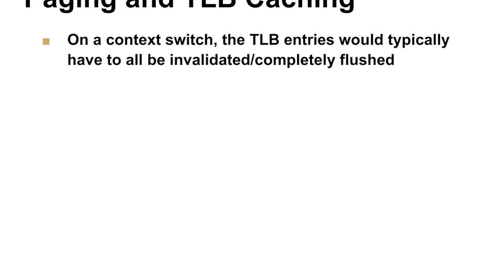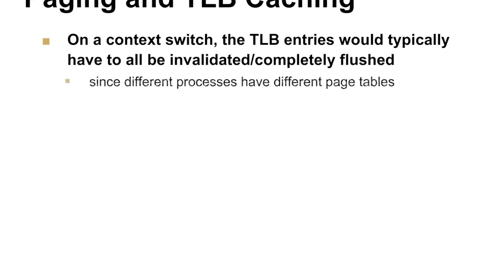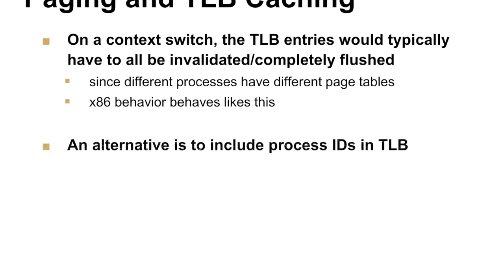So on a context switch, we still have a problem now because the TLB entries need to be invalidated or taken out because they were only for the process that was running. So there's different ways that we could do this. We have ways of being able to process this in the x86, but there's alternatives to doing this.